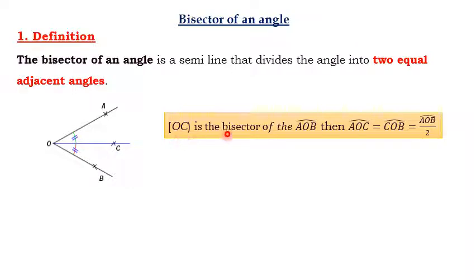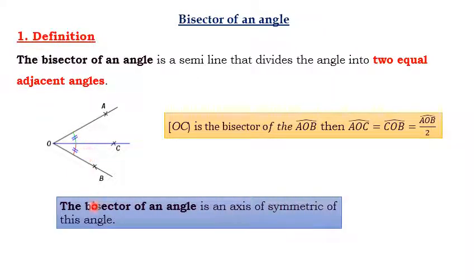Since we said that OC is the bisector of angle AOB, then each one of these angles, AOC and COB, are equal, but to find their measure, I have to divide the angle AOB over 2. For example, if AOB equals 60 degrees and OC is the bisector, so it divides the angle into two equal adjacent angles, then AOC equals COB equals 30 degrees, since half of 60 is 30. The bisector of an angle is an axis of symmetry of this angle.